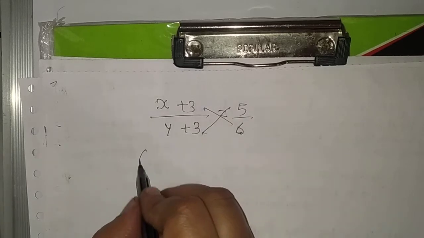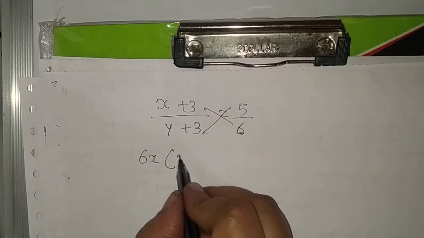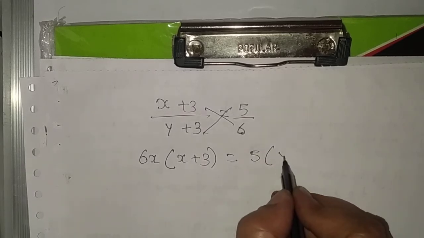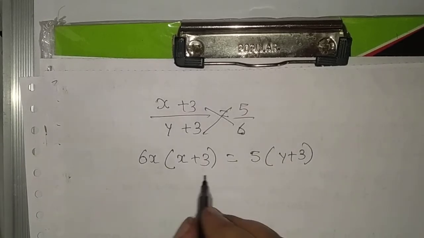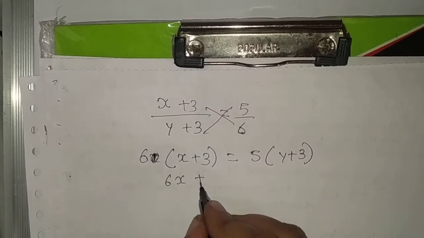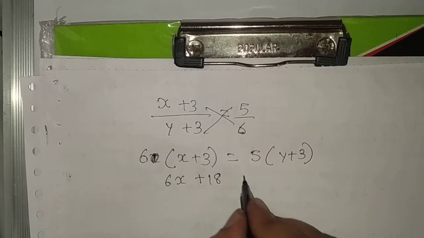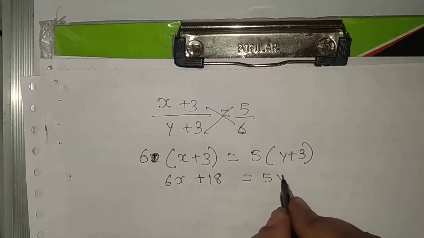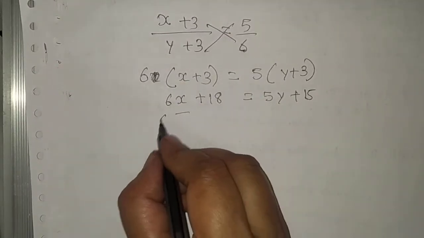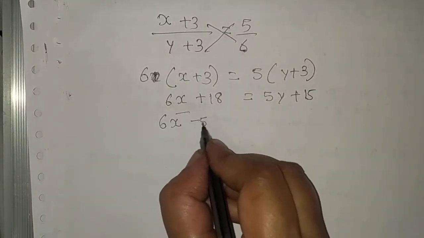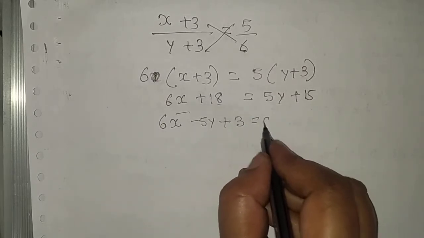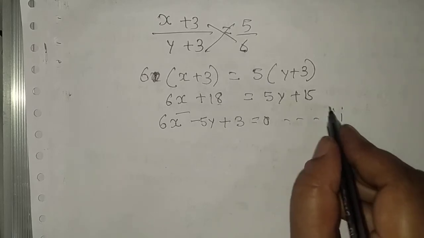That is 6 into x plus 3 is equal to 5 into y plus 3. So now solve this. This will become 6x plus 6 3s are 18, and this will become 5y plus 15. Solve this, how much we get? That is 6x minus 5y plus 18 minus 15 will become plus 3 is equal to 0. This is the second equation.